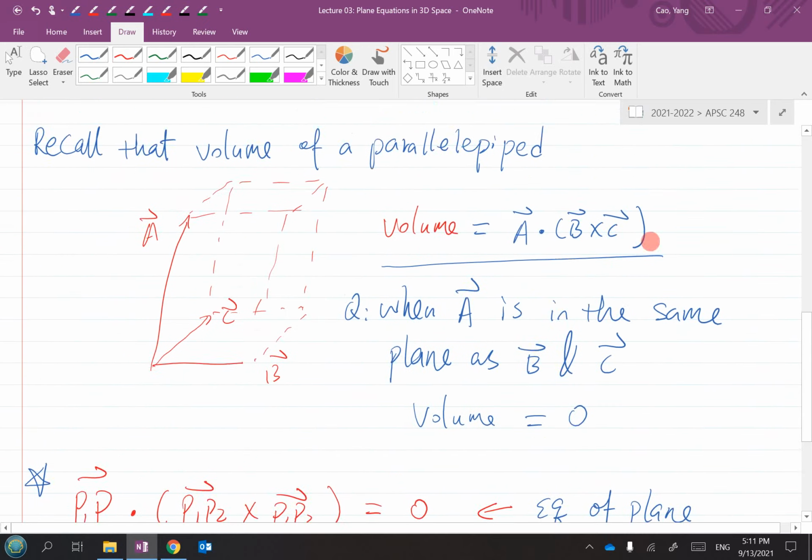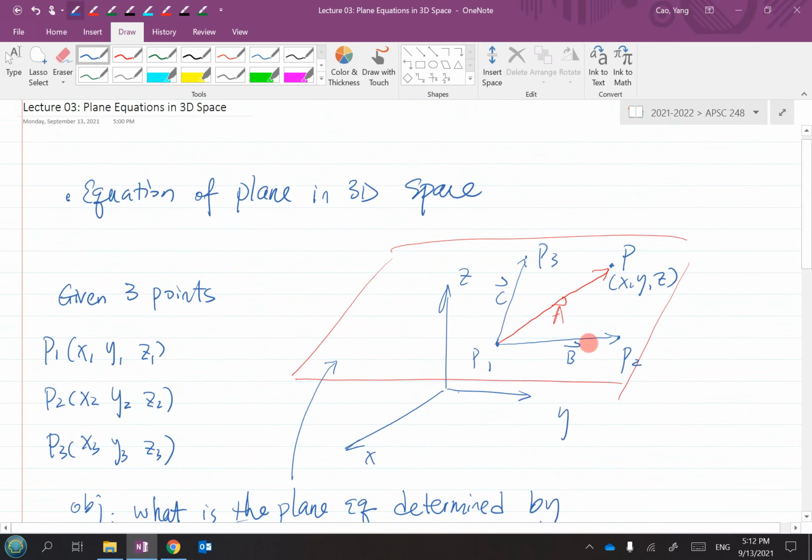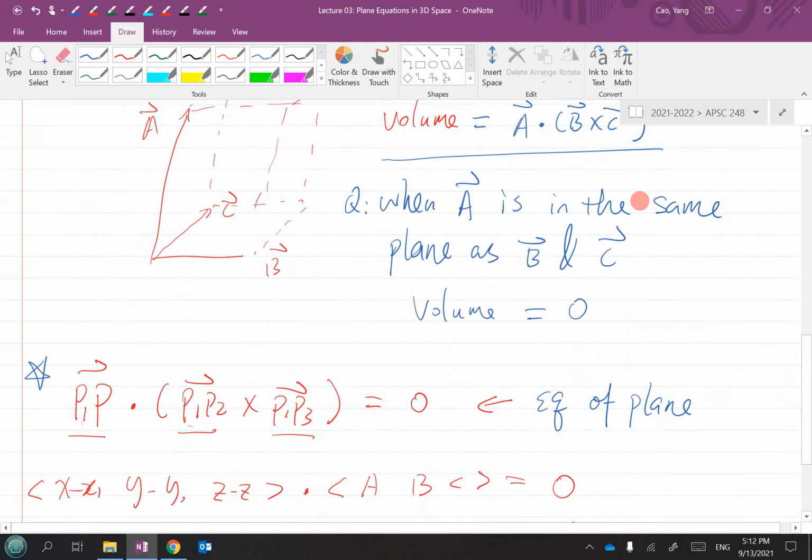If I go back to this drawing here, what is P1P2 cross P1P3? I can certainly draw it out because we have reviewed the cross product. You use the right-hand rule, and you get P1P2 cross P1P3. That's your cross product. And this graphically explains why P1P is perpendicular to this cross product. Good.